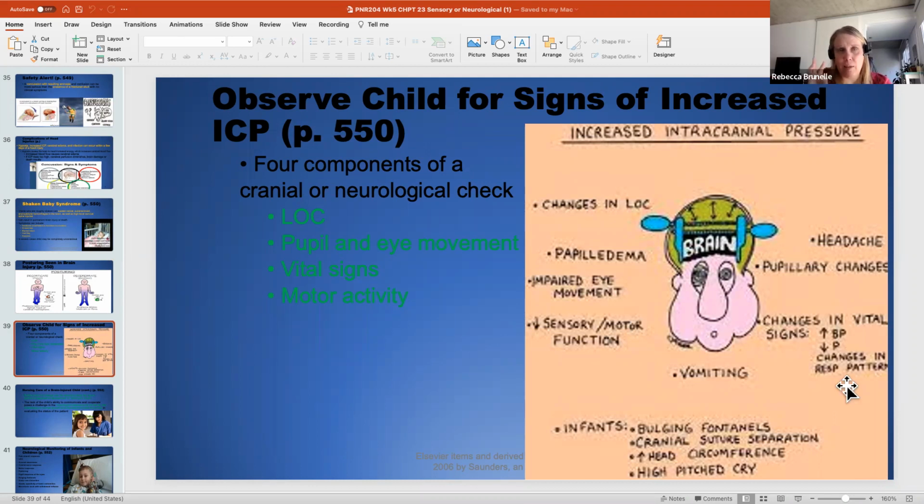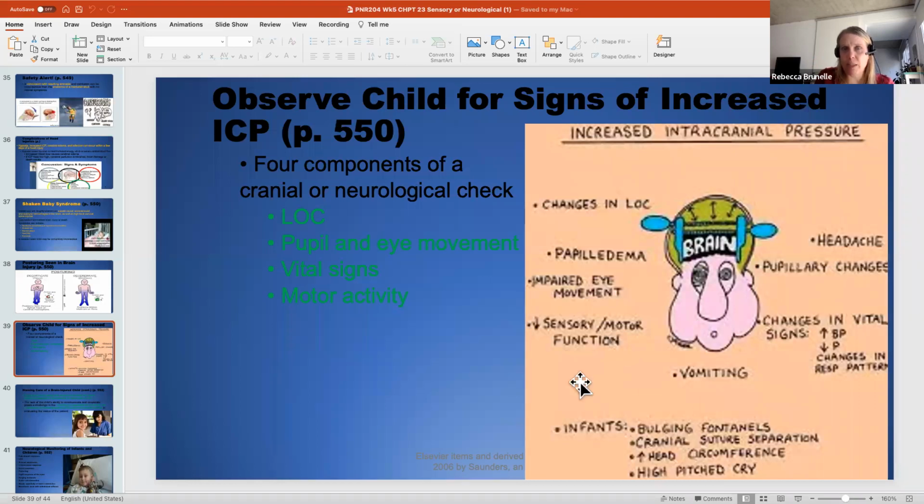Does anyone know the specific name of that triad that we talk about in healthcare? So that's Cushing's. Cushing's triad is a bad sign. It's the three of them taken together where the blood pressure goes up, the heart rate goes down, and the respirations are irregular. So that's probably the most common sign of increased intracranial pressure.